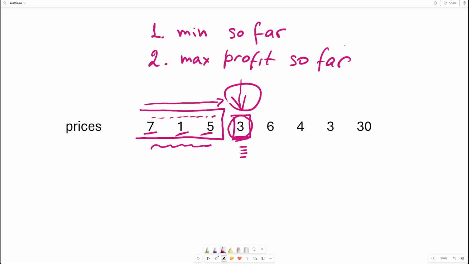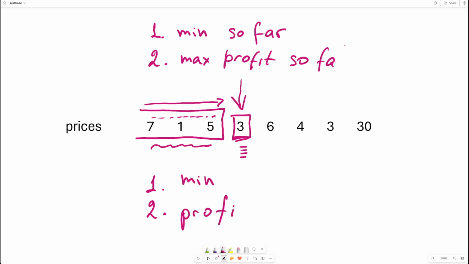Okay, so to implement this, let's think about two variables. One would be minimum price so far, let's call it min. And the second variable, let's call it profit, would contain maximum profit so far. We should initialize profit with 0. It matters if there is no transaction. If we do not decide to make any transaction, then profit will remain unchanged and we'll return that. So we want to set this to 0.